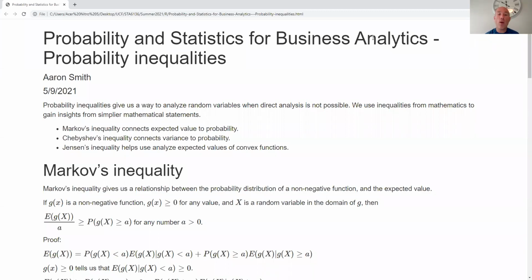Hi, in this video, we want to take a look at probability inequalities. The big concept here is that I'm in a situation where I need to analyze a probability distribution mathematically, theoretically, but it's too difficult to do directly. Maybe the math is not tractable, maybe there isn't a solution, maybe it's too complicated, or maybe I don't have enough information about my distribution.